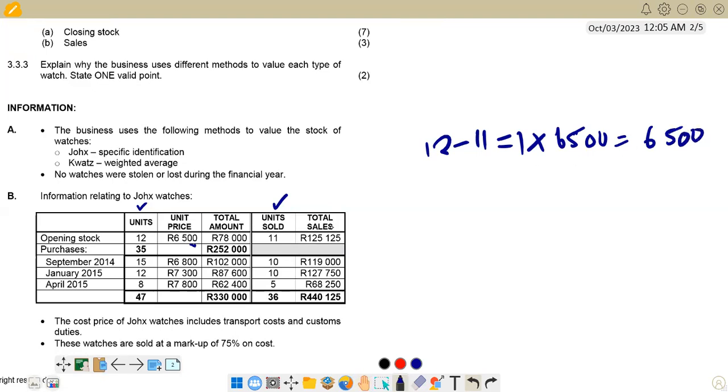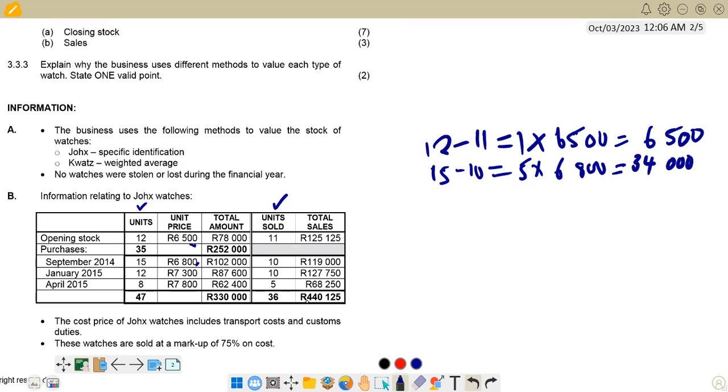Then we go to the next batch, which is the next units bought in September 2014. There were 15 units, and out of 15, 10 were sold. So we say 15 minus 10, you get 5. Then you multiply by the unit cost, that is 6,800. When you do that, you get 34,000. So here we have 34,000.